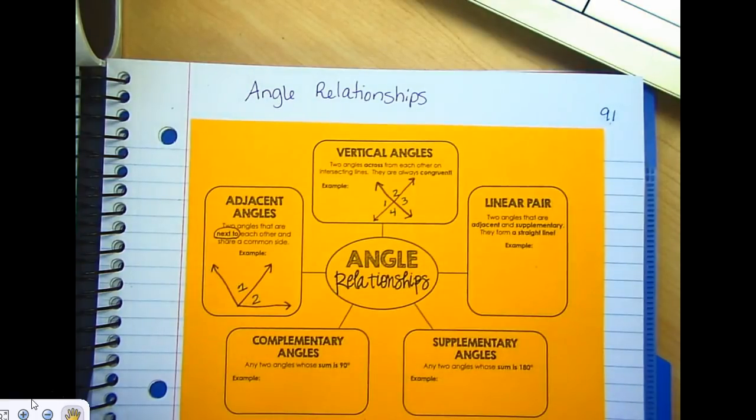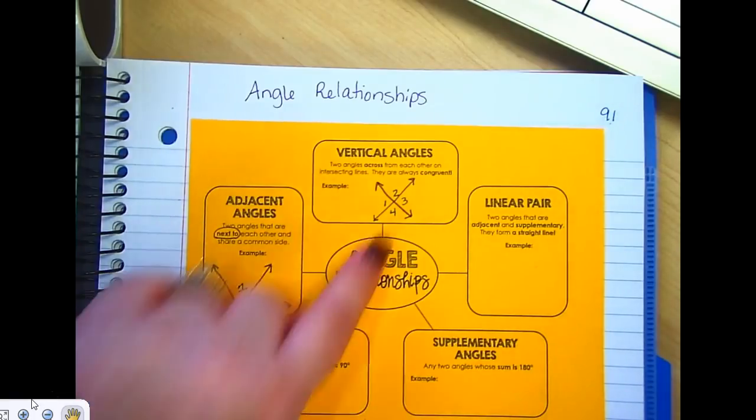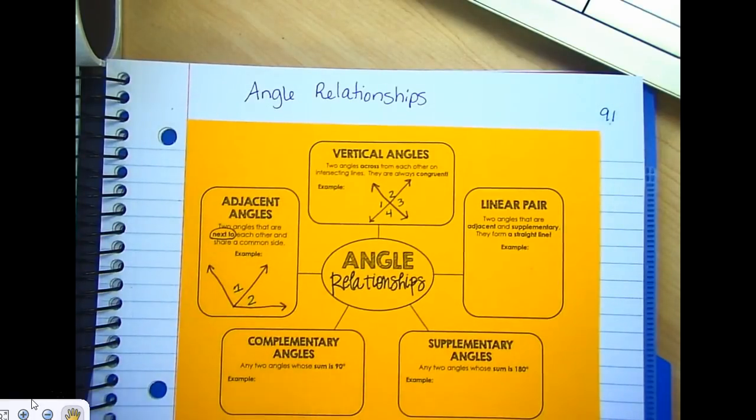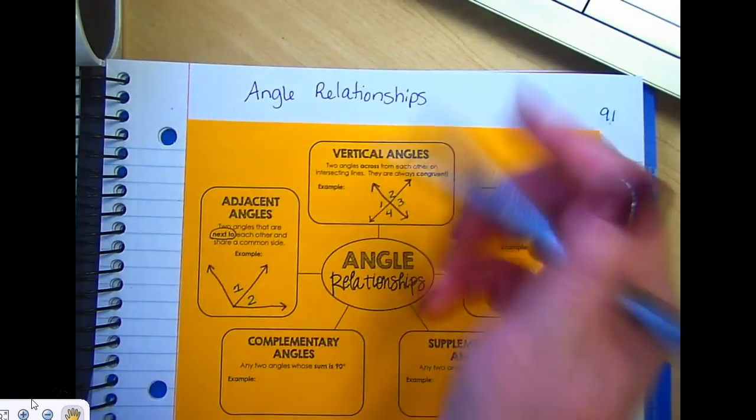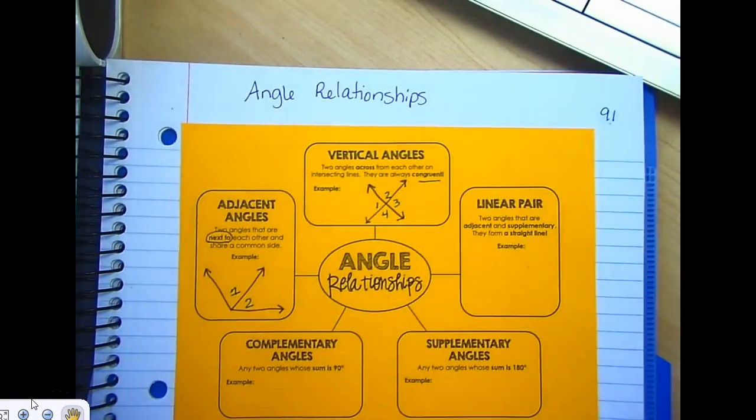Vertical angles are two angles across from each other on intersecting lines. Intersecting lines are lines that cross. Vertical angles are angles that are across from each other. What does the word congruent mean? Anybody know what the word congruent means?